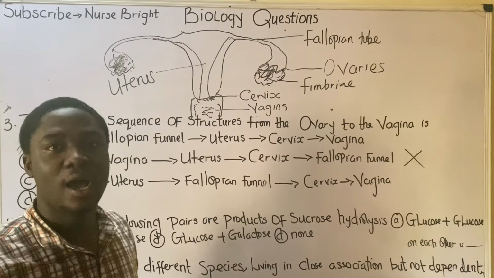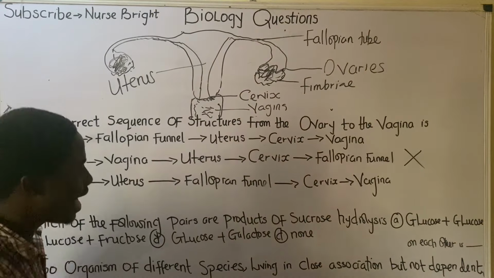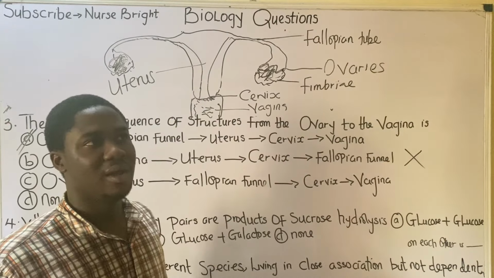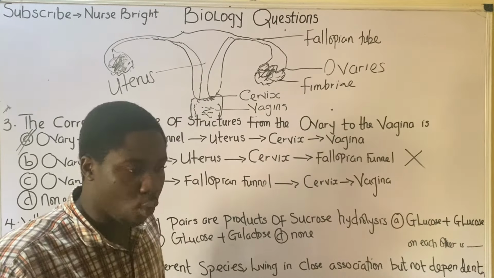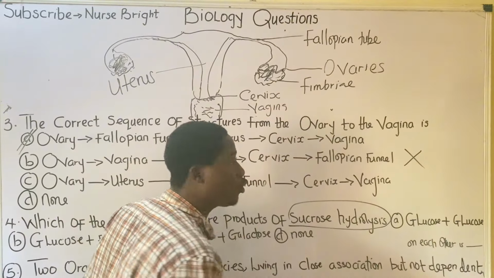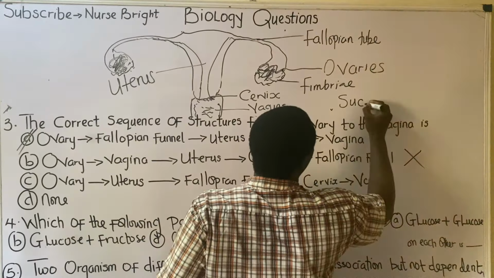So let us progress to the next practice question, and it says, which of the following pairs are products of sucrose hydrolysis? It's simple. Sucrose is what? That would be the question we ask ourselves. What is sucrose? Sucrose is a disaccharide. What do I mean by that?